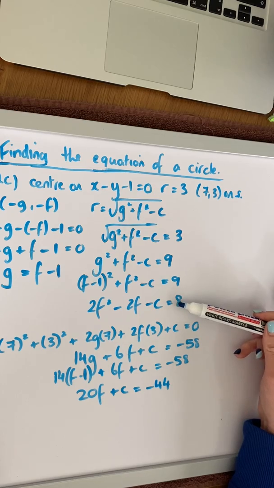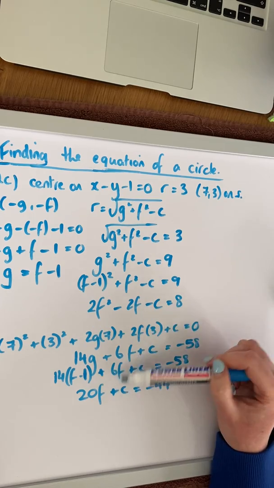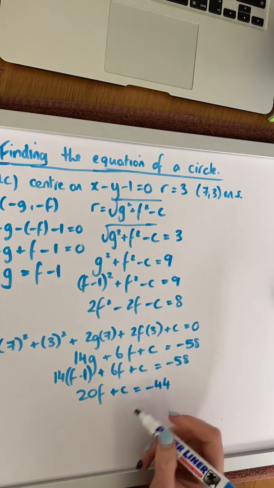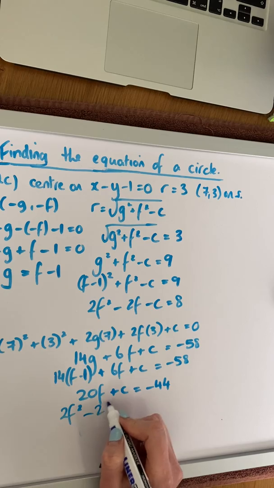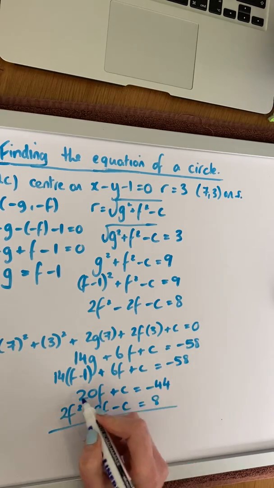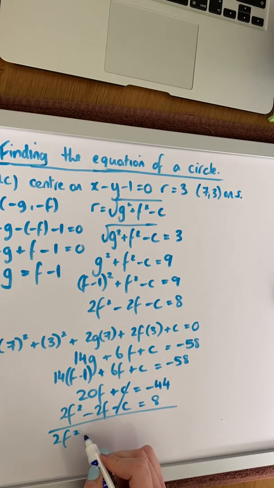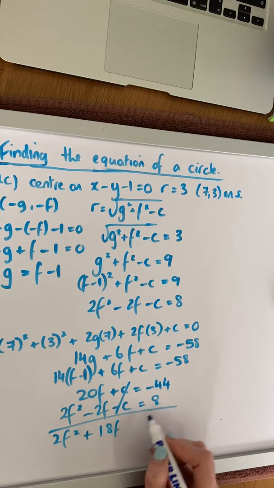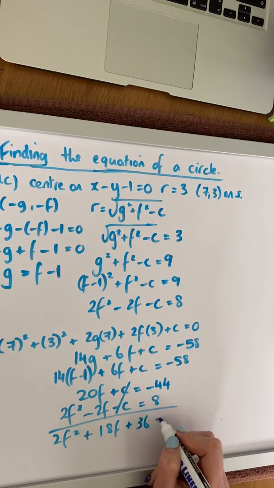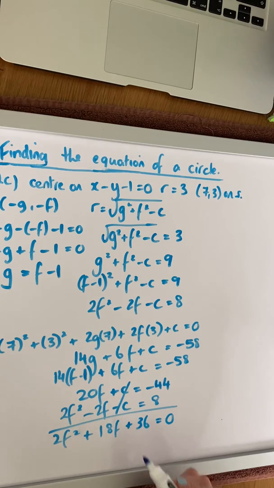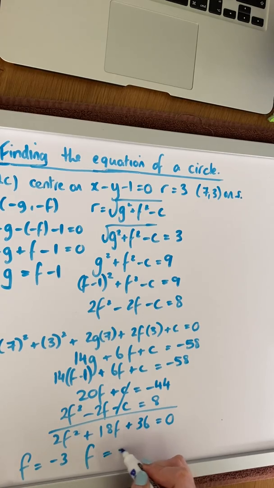So we now have two equations in terms of f and c. Now what we notice here is we have a plus c and a minus c, so if we just add these two equations together, we will get an equation based only in f. So adding these, plus c and minus c will eliminate each other. We get 2f squared, 20f minus 2f is 18f. That gives us minus 36, and bringing it to the one side, we get plus 36 is equal to 0. So solving this either using factors or the minus b formula, we get f is equal to minus 3 or f is equal to minus 6.